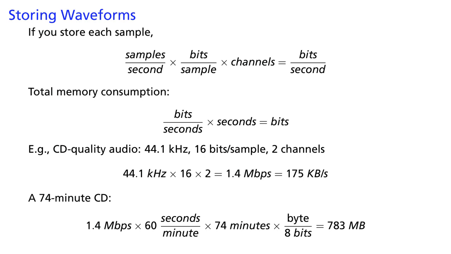You have the number of bits per sample. 16 gives you CD quality audio. 8, 10, 12 gives you something more like a telephone, which is acceptable.